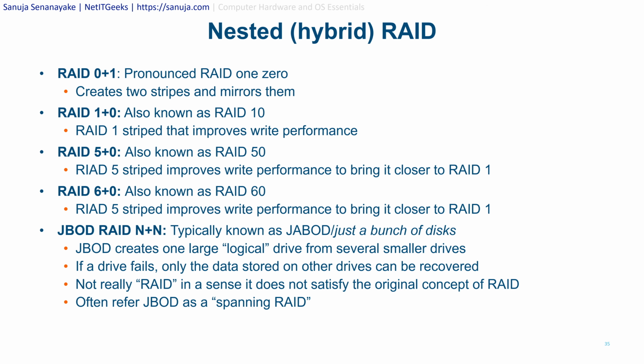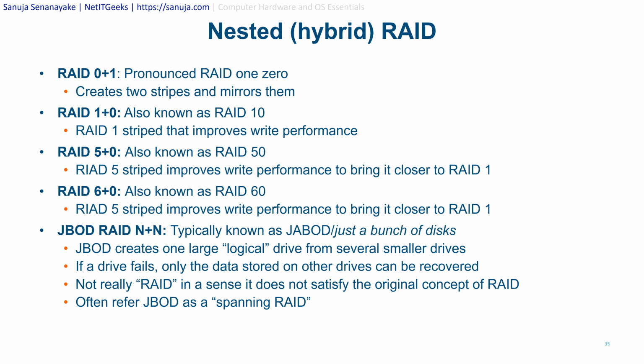And RAID 6+0, also known as RAID 60, is a type of RAID 6 stripes that improves the write performance to bring it closer to RAID 1. Again, I'm not going to go over all of these items in detail in this lecture, but I might do a separate complete lecture on RAID and how RAID works, and go into detail on parity and striping and all of these items, as well as in-depth analysis of nested RAIDs. But for now, just know these types exist and what they are and what they mean.